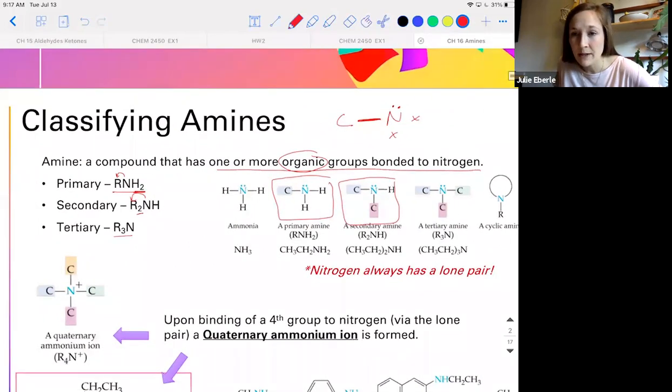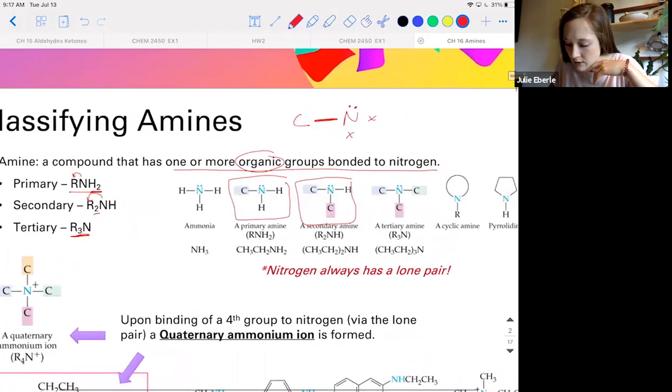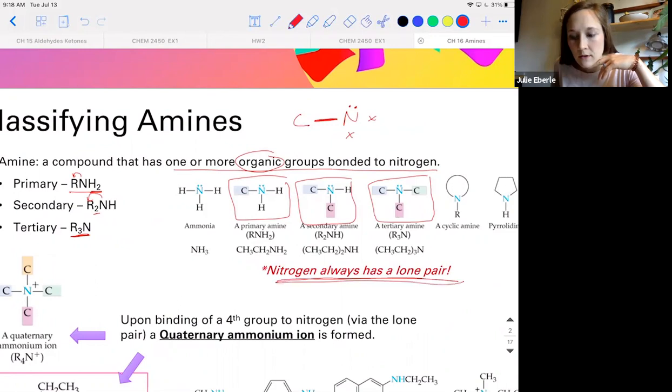Moving forward, tertiary amine, here's what I noticed. Here's what's different. You have no hydrogens on this nitrogen now. All 3 bonds to nitrogen are occupied by a carbon, okay? That's why it's R3, 3 carbons. R stands for the carbon groups. So it's going to look something like this over here. We call that a tertiary amine, okay? Notice, though, nitrogen always has lone pairs, okay?